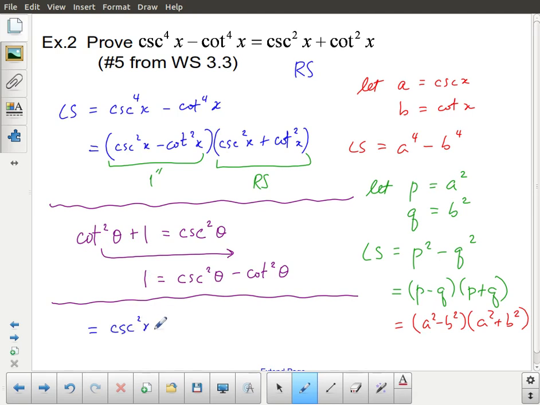So this is equal to cosecant squared x plus cotangent squared x. The other thing was just equal to 1. Maybe I should have made that substitution. Let me just move this. Equals 1 times that bracket. But of course, that is now just equal to the right side. So left side is equal to the right side. I have shown that that identity is true.